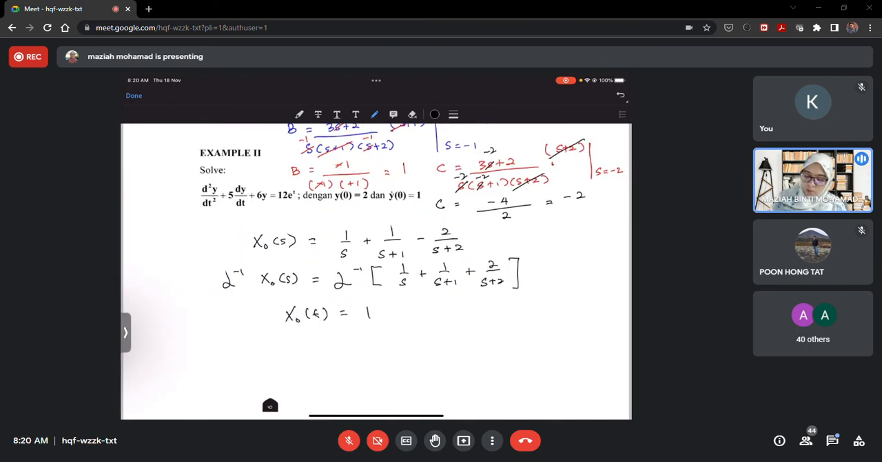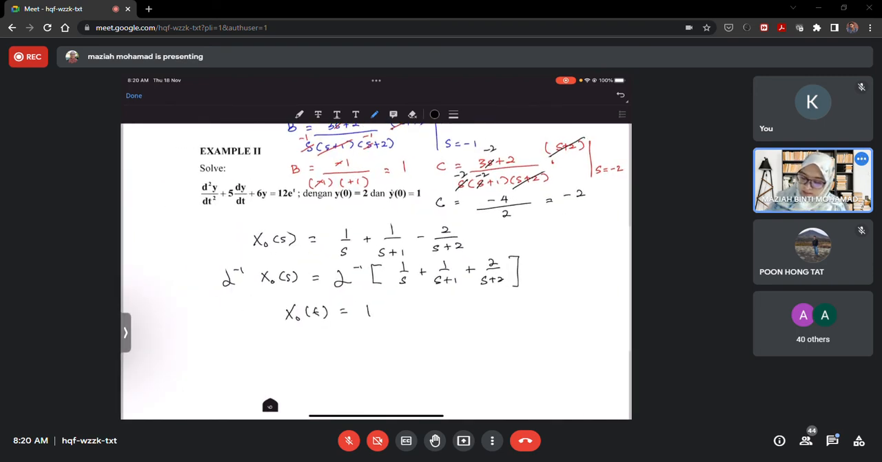This one is minus, right? Minus. 1 plus exponent negative t minus 2 exponent negative 2t. So that is the time response equation for a mass spring damper system.